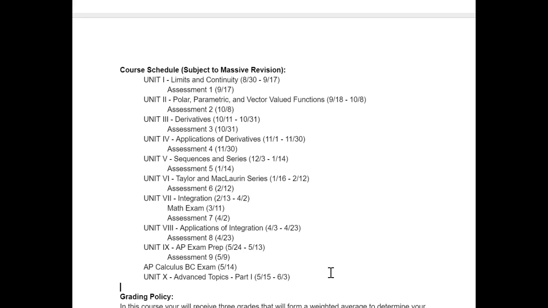Units 3 and 4 are the derivative chapters. Units 5 and 6 are about sequences, series, and Taylor and Maclaurin series. These, again, are unique to the BC course. Now, if you have friends at a different school, we will probably be covering these topics, sequences and series and Taylor and Maclaurin series, much earlier than other schools do. I moved them to the middle of the course for a number of reasons. One is because they're a natural break between derivatives and integration.